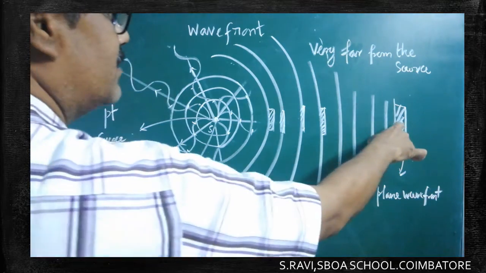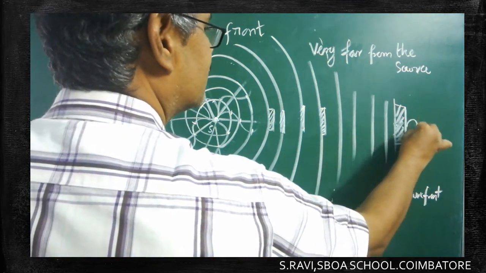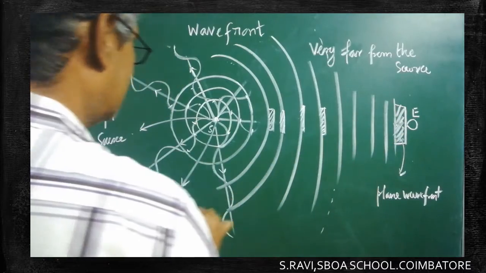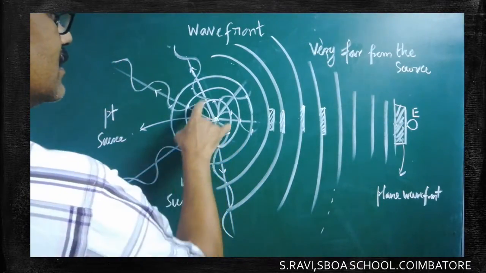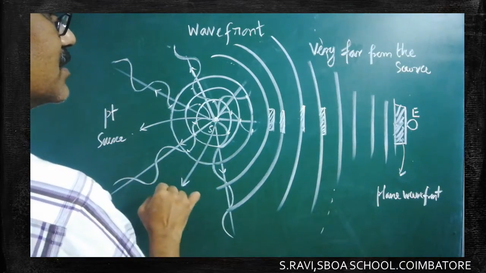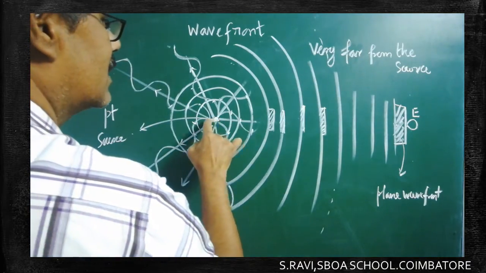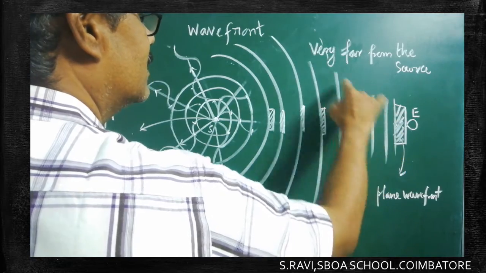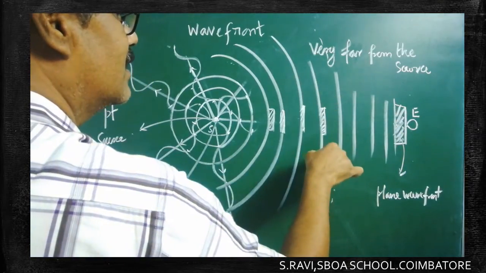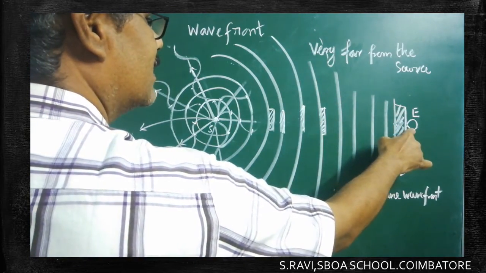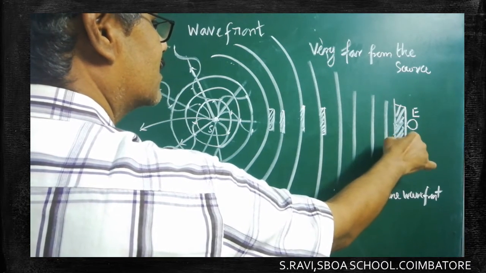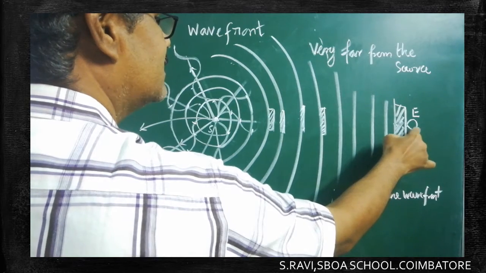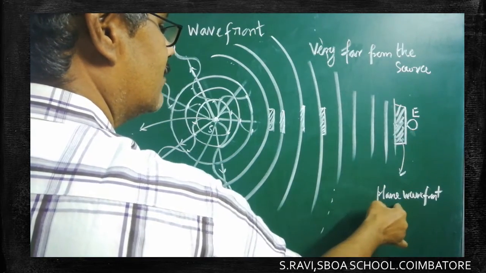But the earth is very far. Let us imagine this is the location of the earth. Are you clear? This is the location of the sun, this is the location of the earth. Very close to the sun, the shape of the wavefront will be spherical in nature. When light travels to a greater extent, what will happen? The spherical wavefront travels, and when it is incident on the surface of the earth, only a small portion of the spherical wavefront is incident on the surface of the earth. So what kind of wavefront is incident on the surface of the earth? Plane wavefront. Make a note.